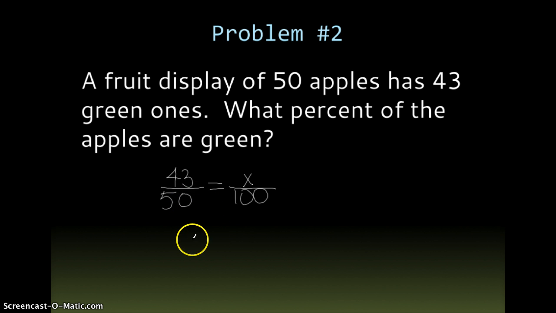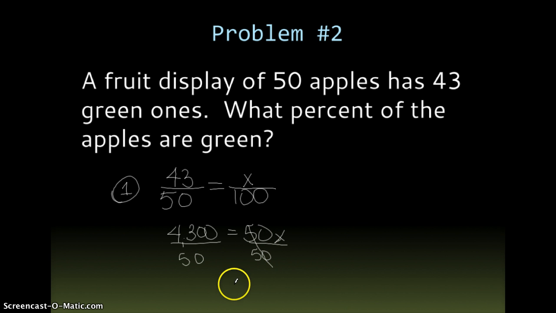So if we did that, we get 43 times 100, we get 4,300 on one side, and the other side is 50 times x, and we call it 50x. Okay, so please make sure you write this down. This is number 1. Method number 1. So after we get this, we need to get x by itself, so we need to divide both sides by 50, like this. Divide both sides by 50 to get x by itself.